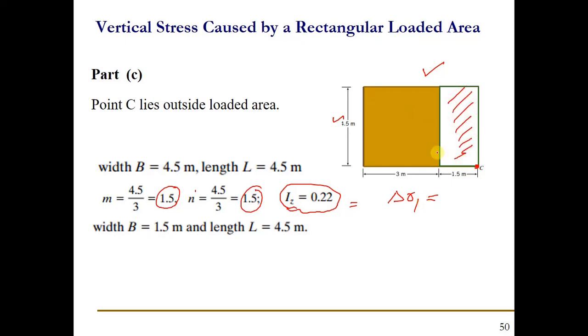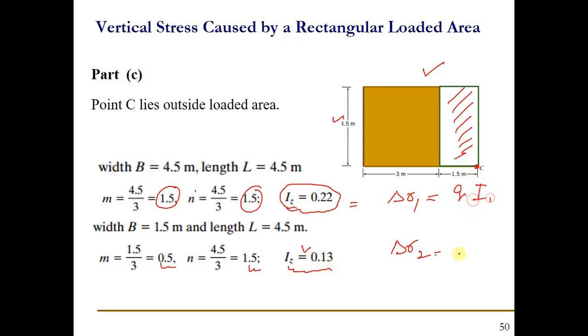delta sigma for this fictitious area. For M value and N value, using the figure, you can find out the delta sigma 2 because the influence factor is 0.13 from the figure. You can find out from Q into I1 and Q into I2 the stress increases.